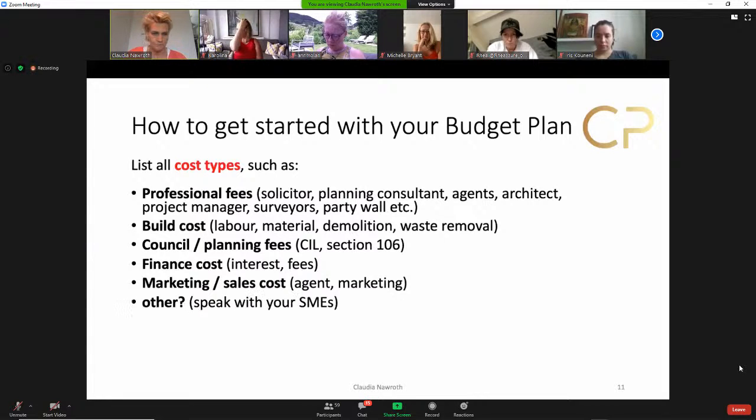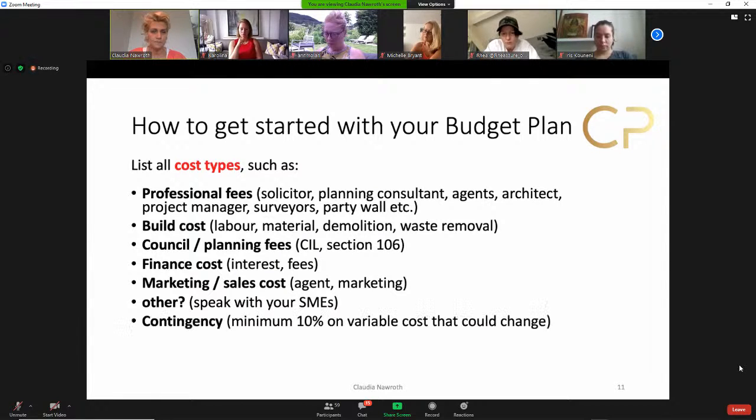Or there might be other cost types which you might not be aware of initially, but the more you speak to all the stakeholders involved, the more this will come out, and then you add it to the plan. And of course, you always include cost contingency, and I would say that's at least a minimum of 10% on the variable costs.